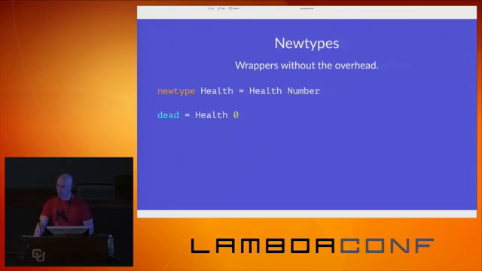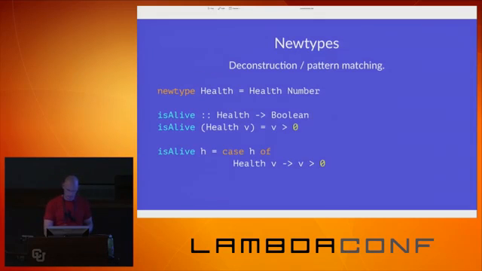Can you add two Healths? You cannot. You cannot add two Healths because the addition operator expects two numbers, and newtypes are genuinely new types. But newtypes apparently aren't as cool as we think. No. That's a topic for a different class.